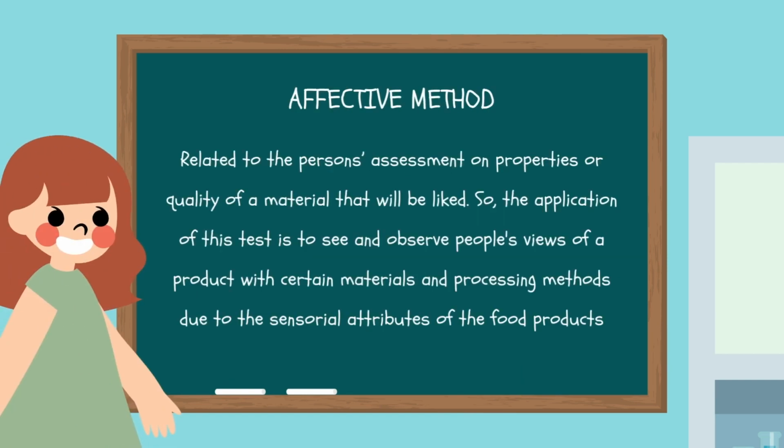The last method will be the affective test, which will be related to the person's assessment of the properties or quality of a material that will be liked. So the application of this test is to see and observe people's views of a product with certain materials and processing methods due to the sensorial attributes of the food product.